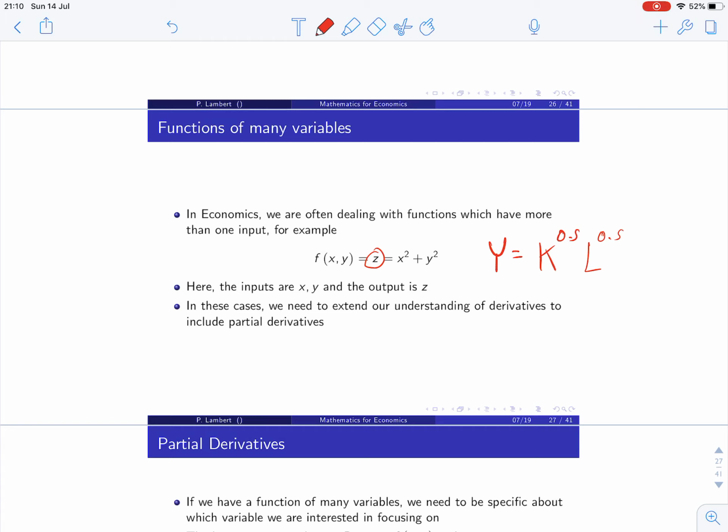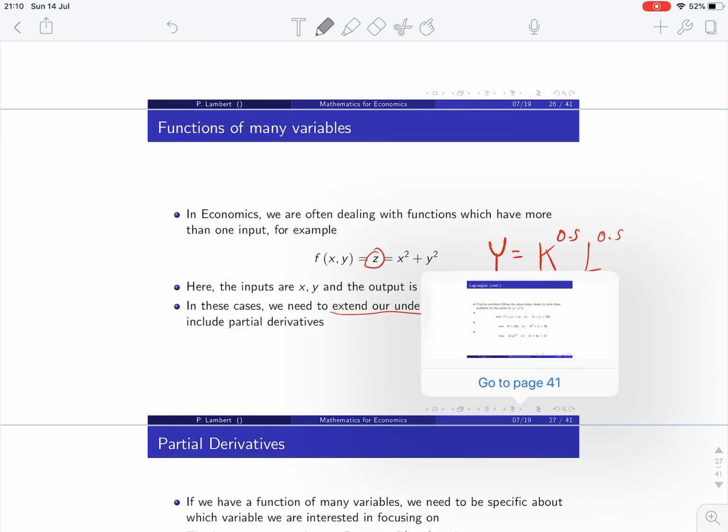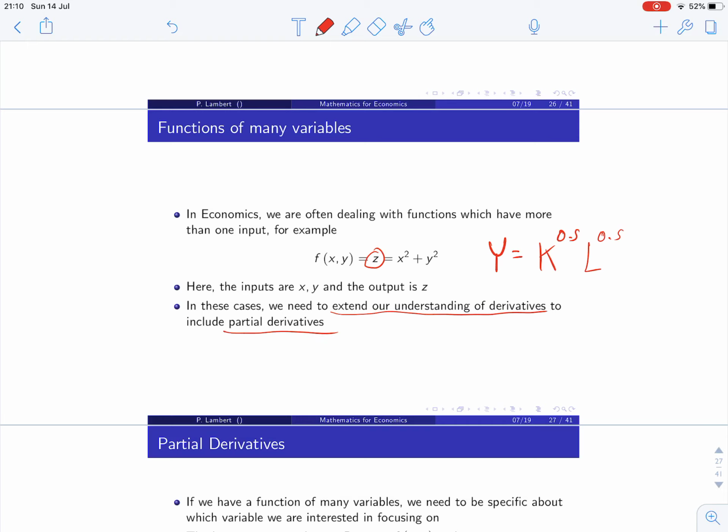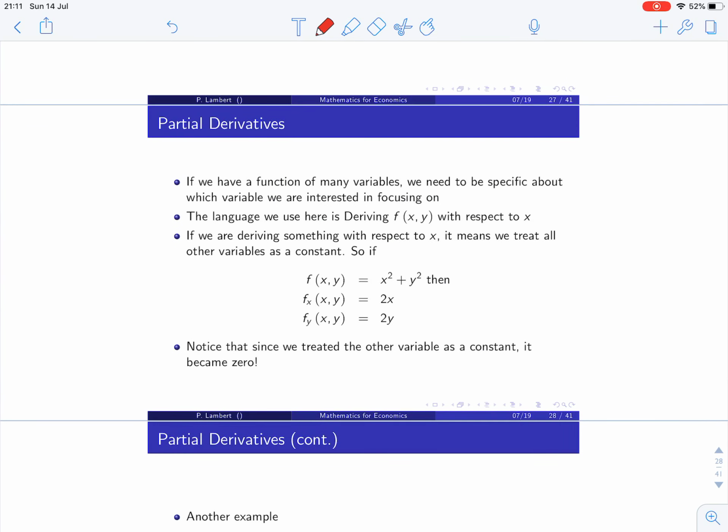In these cases, we just need to be a little bit more precise about our understanding of derivatives, particularly because the rules that I've showed you don't give us much information yet about how to think about multiple input variables. But what we're going to do is talk specifically about something called partial derivatives. And the partial derivatives are really easy. It's simply the process of deriving the function with respect to one particular variable only and treating everything else in there as a constant.